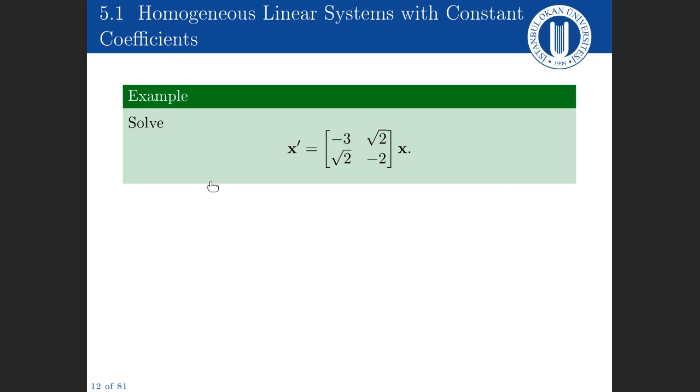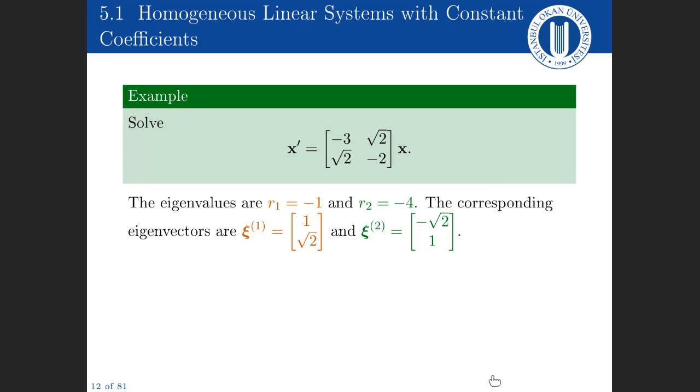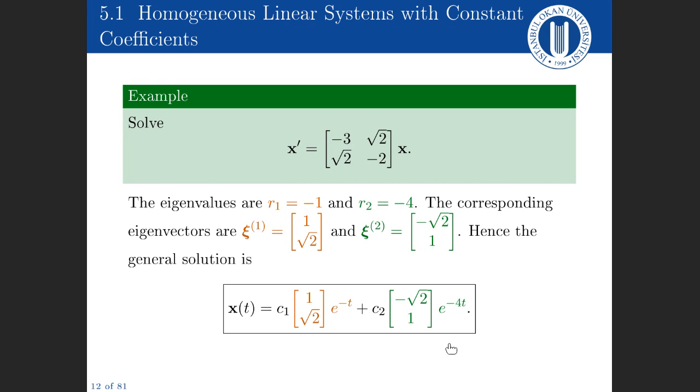Another one. Solve x prime is equal to the matrix (-3, √2; √2, -2) times x. We need the eigenvalues and the eigenvectors. The eigenvalues are minus 1 and minus 4, and corresponding eigenvectors we could take (1, √2) and (-√2, 1). So we can write down the solution. Constant eigenvector e to the power eigenvalue t plus constant eigenvector e to the power eigenvalue t. And that's it. That's all we need to do.